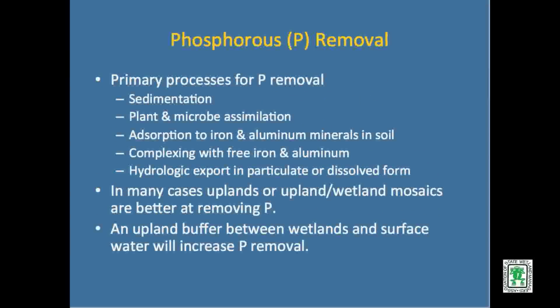Now let's look at phosphorus removal. Note that there are many mechanisms for phosphorus removal, including sedimentation, plant and microbe assimilation, adsorption to iron and aluminum minerals in the soil by complexing with free iron and aluminum, and hydrologic export, in particulate or dissolved form. In many cases, uplands or upland-wetland mosaics are better at removing phosphorus, and an upland buffer between wetlands and surface waters will increase phosphorus removal.